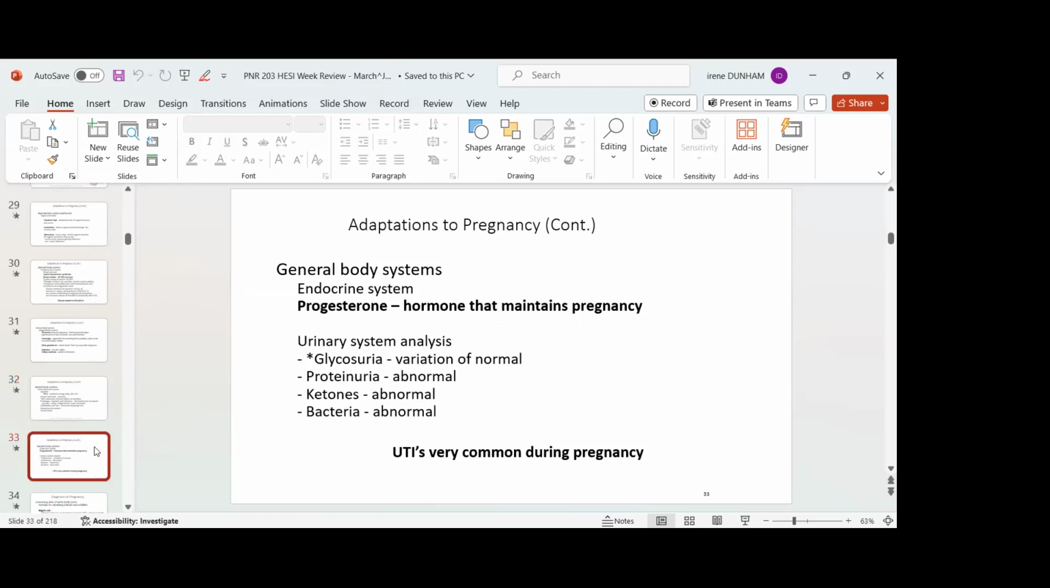Your endocrine system: progesterone is the hormone that maintains the pregnancy. We talked about that, and we talked about the urinary system analysis. Bacteria in the urine is not normal, it is abnormal. Ketones are not supposed to be there. Protein in the urine is abnormal, associated with what? Preeclampsia. And glycosuria has a variation of normal, put it that way.